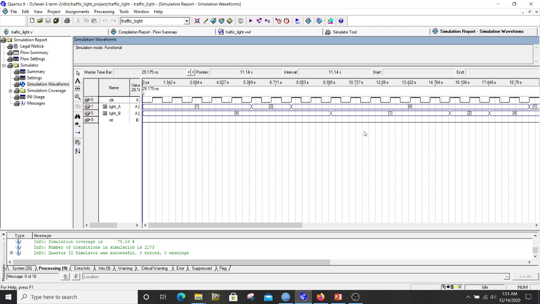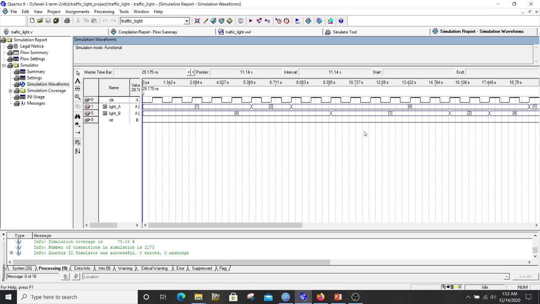So now in the waveform we have seen that for the first 5 seconds light A will be 1, which means that light A will be green, and in the meantime light B will be 4, that means light B will be red. For the next 1 second light A will be 2, that means light A will be yellow, and in the meantime light B will remain at 4, that means light B will remain at red. For the next 1 second light A will be 4 and light B will also be 4, that means both light A and light B will be red.